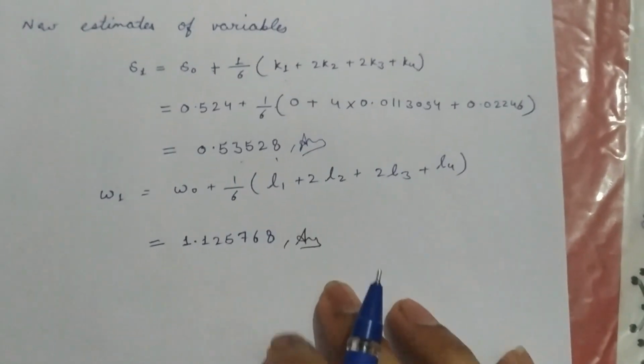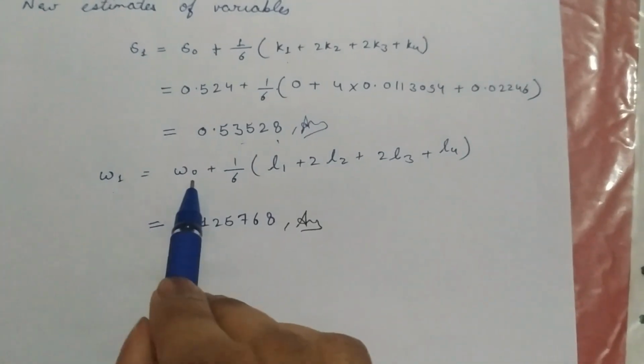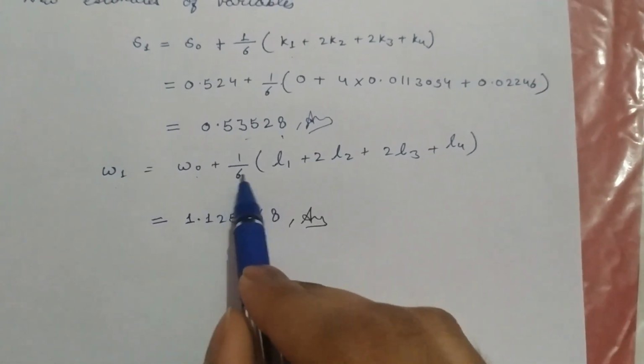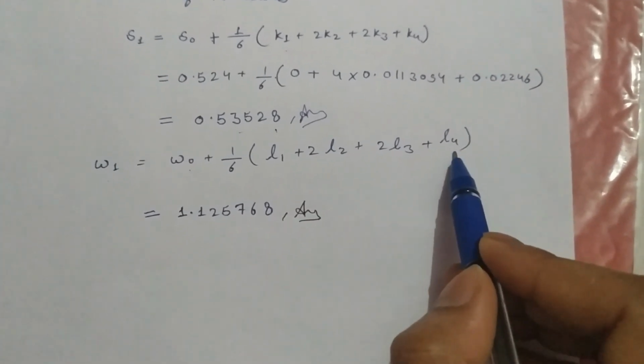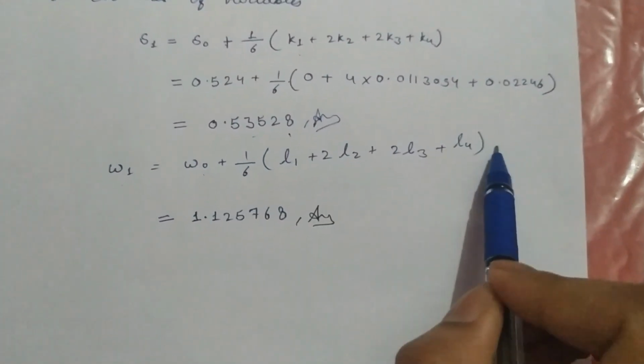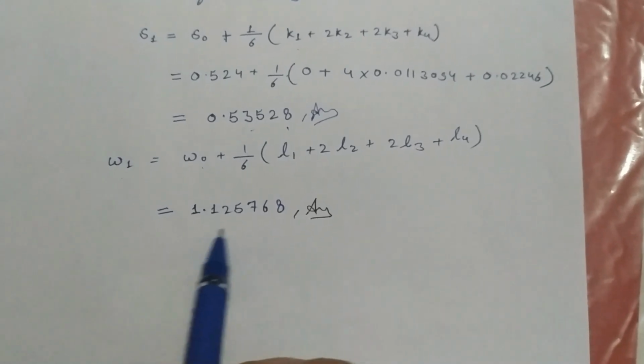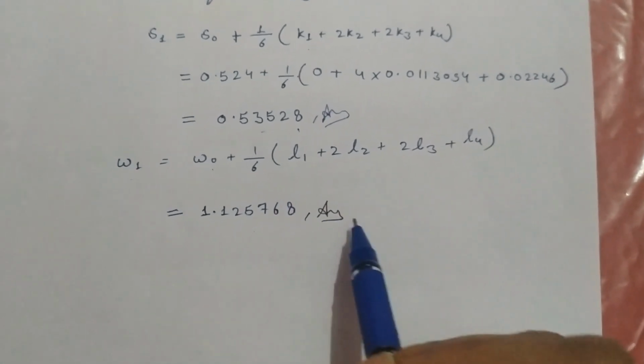If we solve this equation, we get del 1 is equal to 0.53528. Similarly, we can calculate the value of omega 1, which is equal to omega naught plus 1 by 6 into L1 plus 2L2 plus 2L3 plus L4. If we put all these values, we get the value of omega 1 as 1.125768. Thank you.